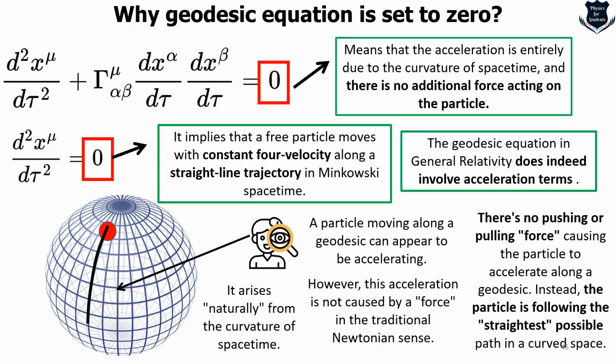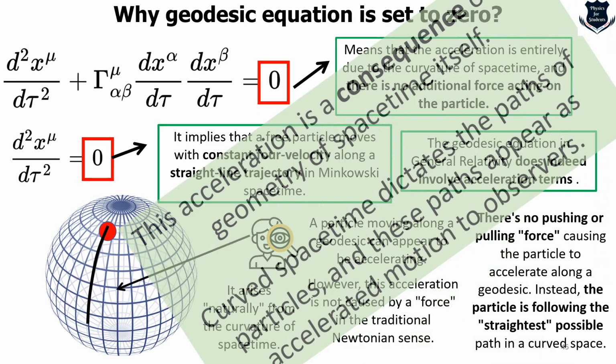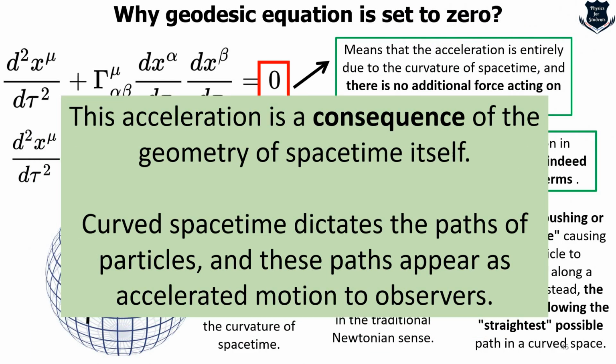So there is no pushing or pulling force which is causing the particle to accelerate. Instead, the particle is following the straightest possible path. And here is the ultimate final line: acceleration is a consequence of the geometry of space-time itself. There is no acceleration as such.